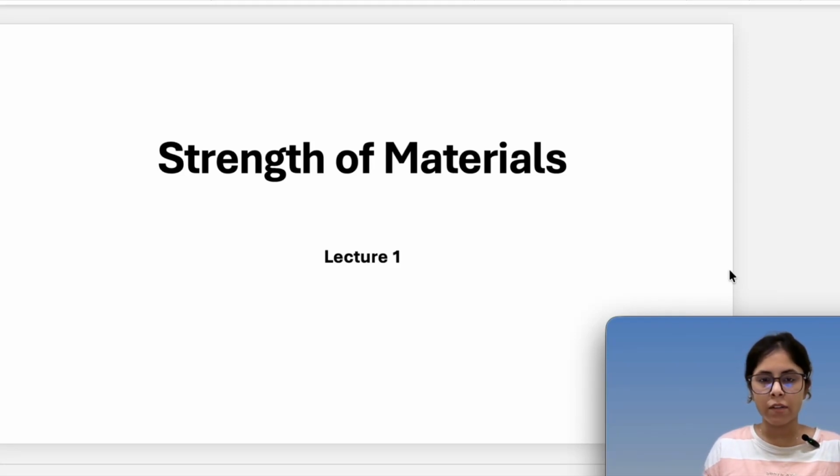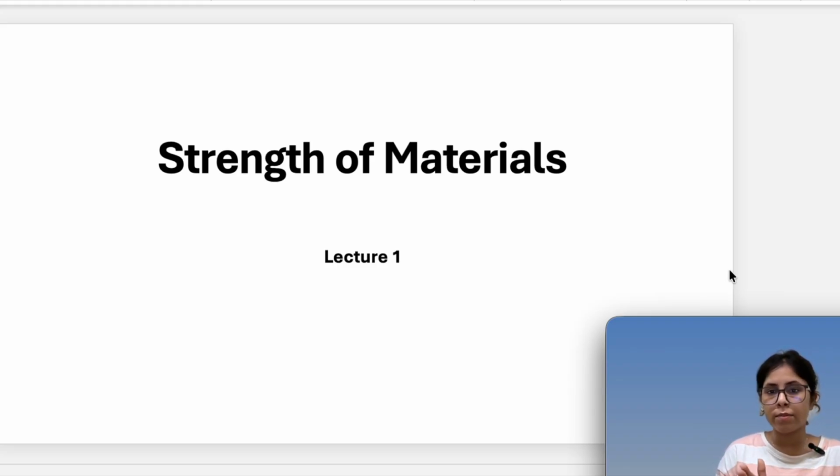Lecture series that we are going to start of the subject strength of material. So this subject holds a very high weightage in the GATE exam as well as in the ESE and the SSC JE exams. So this subject is very important, and it's a very scoring subject, so we can gain marks in that. And if we study it properly, if we have the concepts built in a good way, we can get 6 to 7 marks in GATE only from this subject.